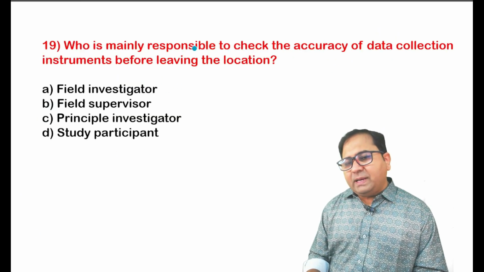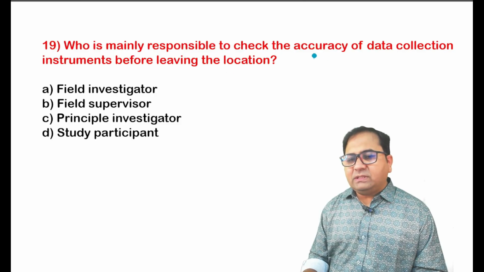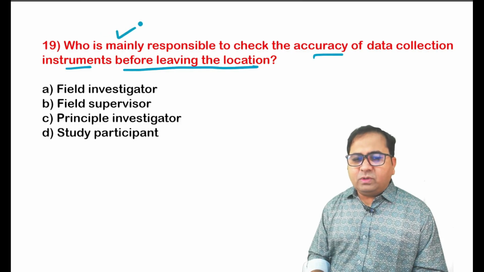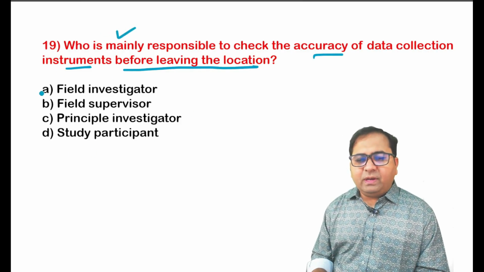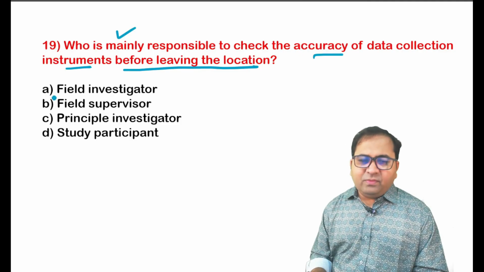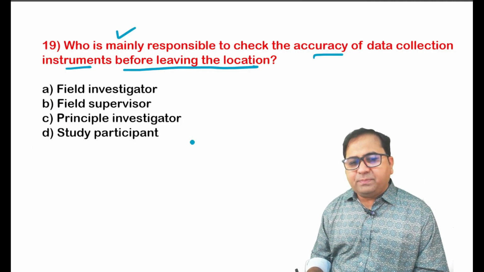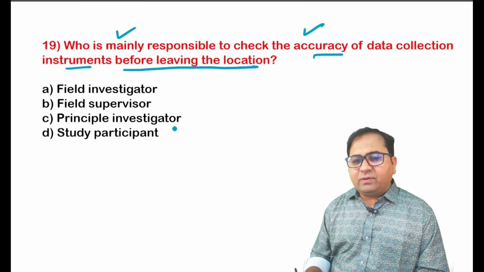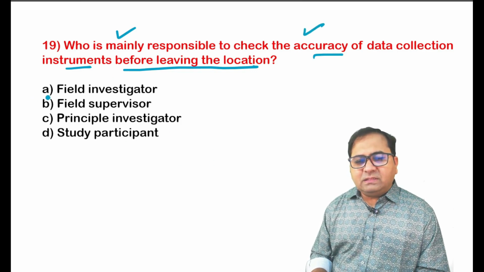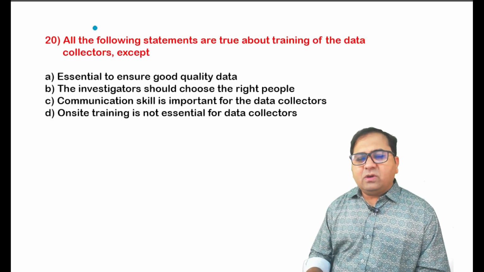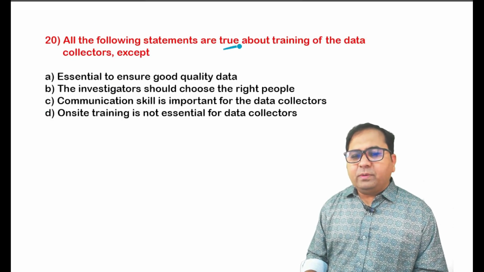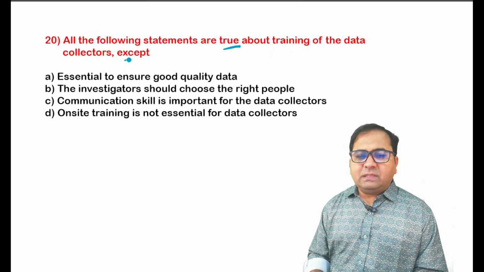Next, who is mainly responsible to check the accuracy of data collection instruments before leaving the location? Is it A, the field investigator, or B, the field supervisor, or C, the principal investigator, or D, the study participant? So who should check the accuracy of data collection? The answer is B, field supervisor. This question was repeated many times. Please remember this question.